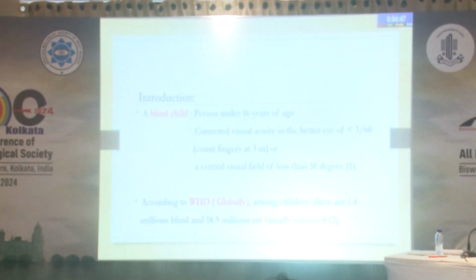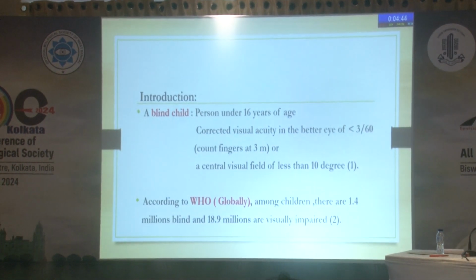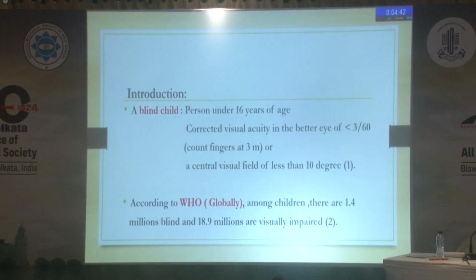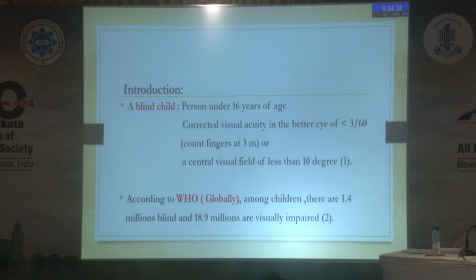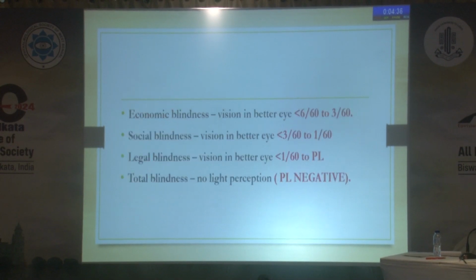Good morning, everyone. My topic is prevalence of childhood blindness and ocular morbidity among children under 16 years of age in tribal populations. I have no financial interest. Introduction. A blind child is defined as a person under 16 years of age with corrected visual acuity in the better eye of less than 3 by 60, counting fingers at 3 meters, or a central visual field of less than 10 degrees. According to WHO, globally 1.4 million children are blind and approximately 19 million are visually impaired.